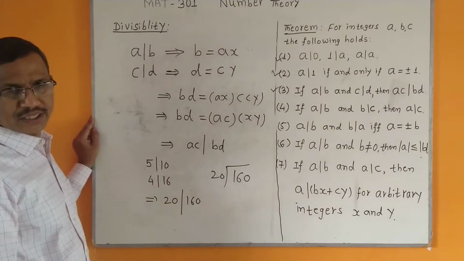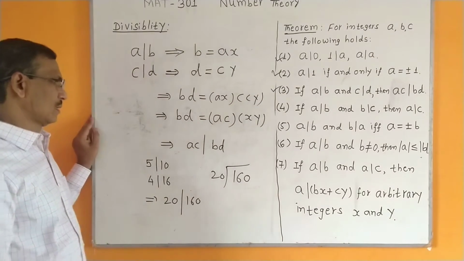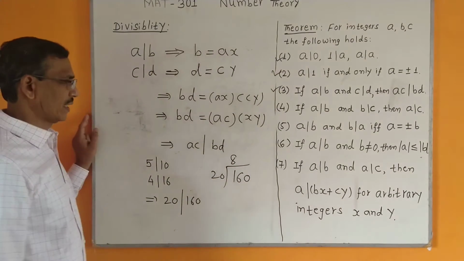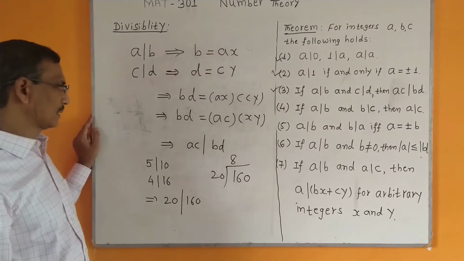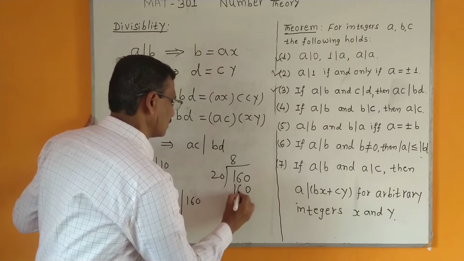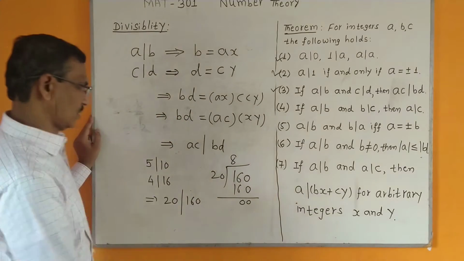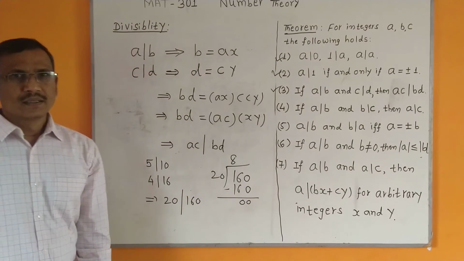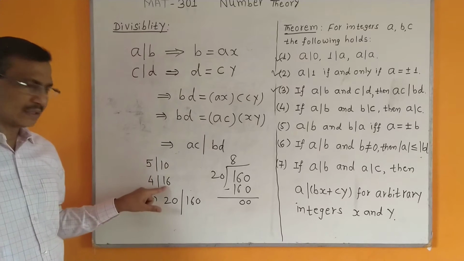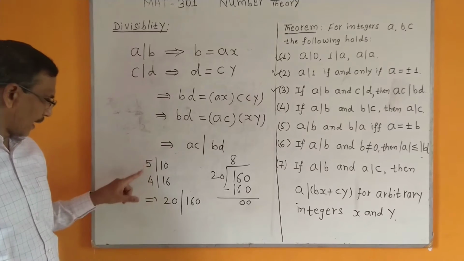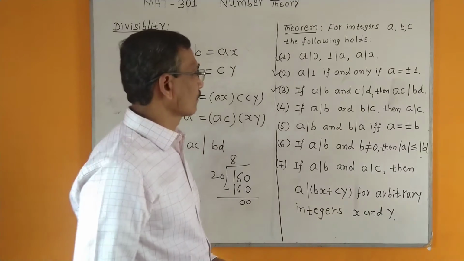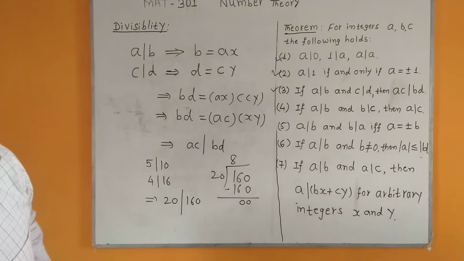Then what is the quotient? 20 times 8 is 160, remainder 0. That means this is true. A divides B, C divides D implies A into C divides B into D. This is the third result.